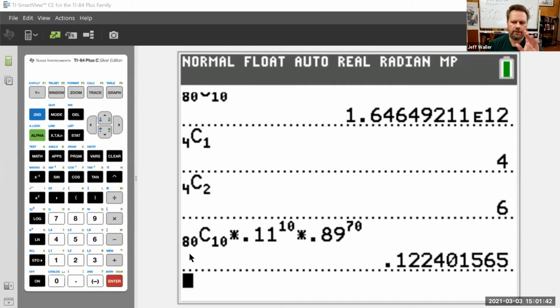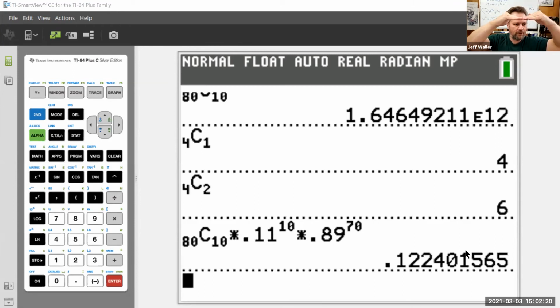So I want you to realize something. Does everybody understand that this part of the formula is going to be crazy, crazy small? Right? If I multiply 0.11 times 0.11, that's like 0.01. So if I do it 10 times, crazy small. If I do this 70 times, crazy small. And when I multiply those, crazy small. And then I multiply by insanely big. Insanely big times insanely small becomes normal. So look, I got 12%. That's nice. That makes sense.